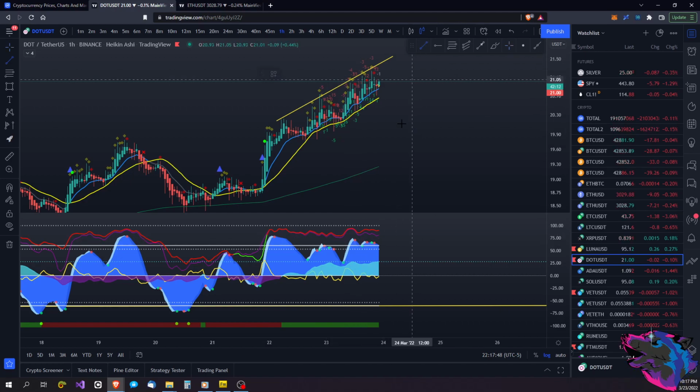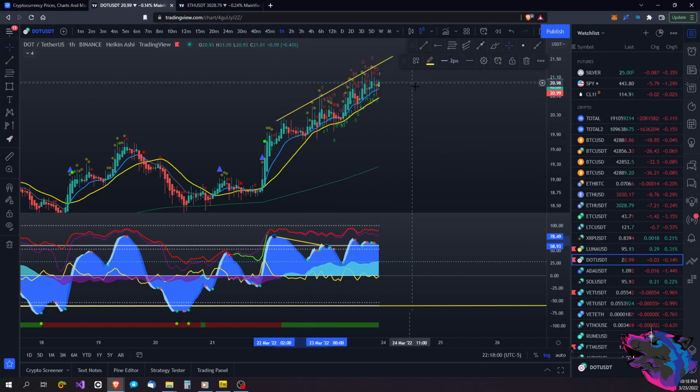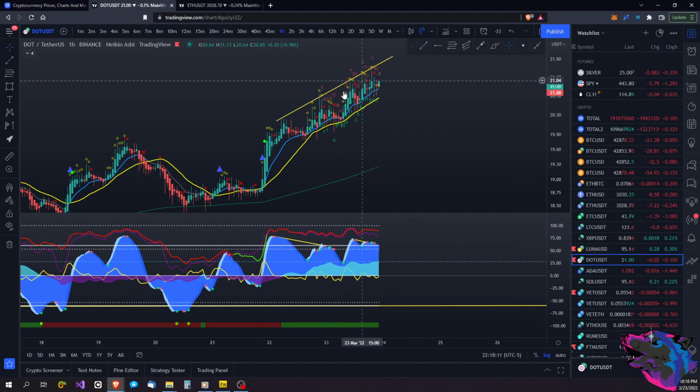Now on the momentum waves right here, you've got your first peak. Definitely have bearish divergence right here between those two. Fairly straightforward, I would say, right? And then we start coming back to the upside here between these two right here, so no divergence. But then we start having bearish divergence again over here.